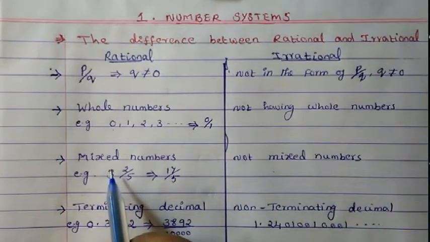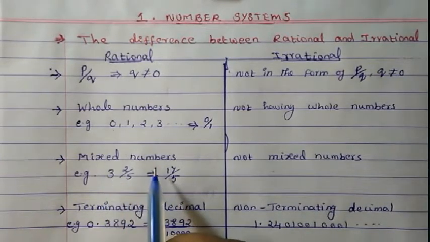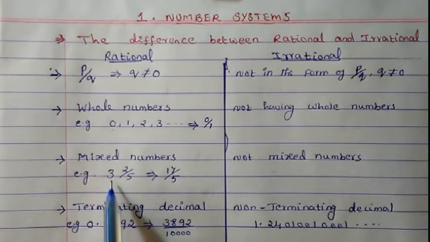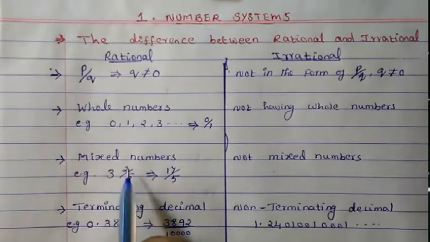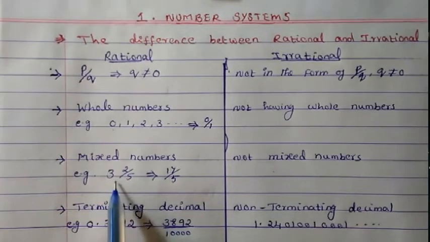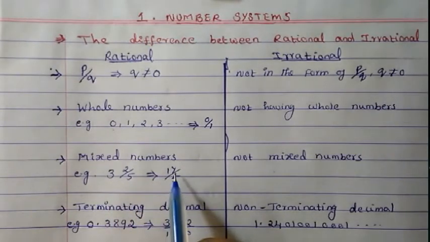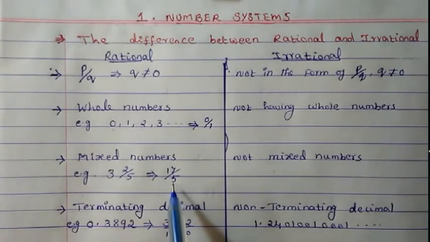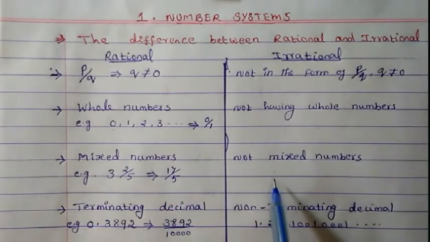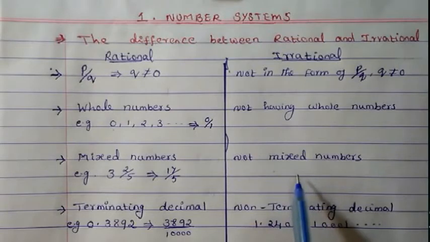Then the third point, rational numbers include mixed numbers. For example, these are mixed numbers, 3 and 2 upon 5. Now, if we calculate this and take the LCM, we will get 17 upon 5. Again, it is in the form of p/q. Therefore, this is a rational number. So, the mixed numbers cannot be irrational numbers.